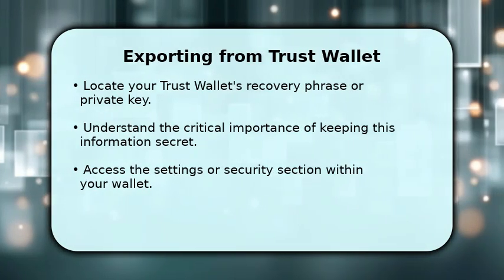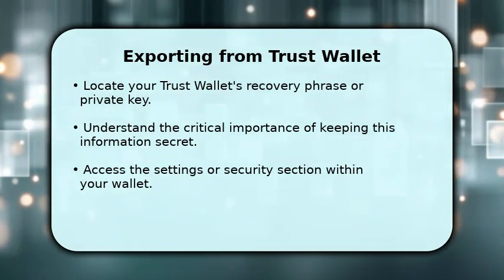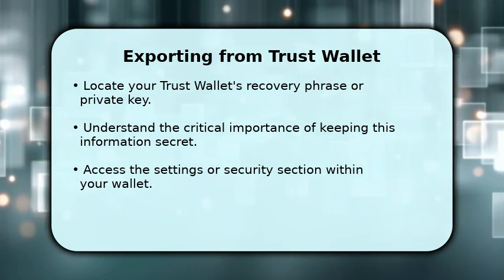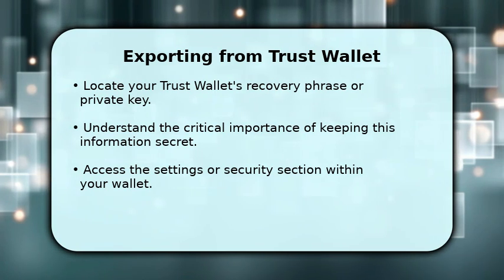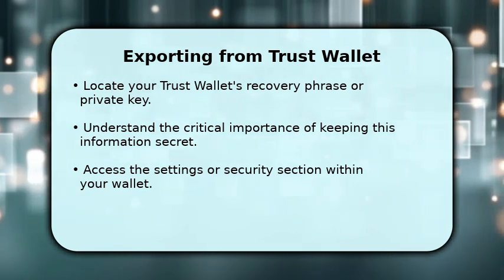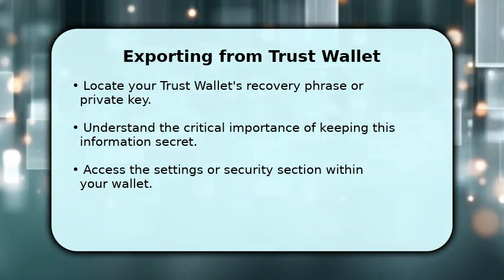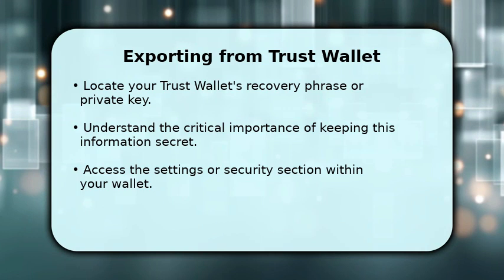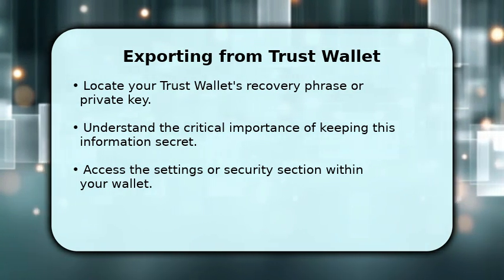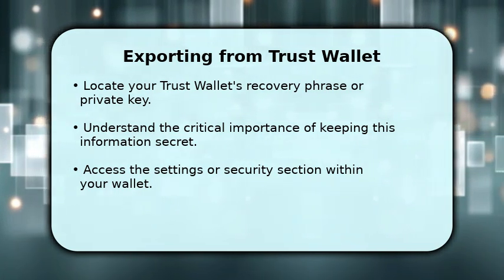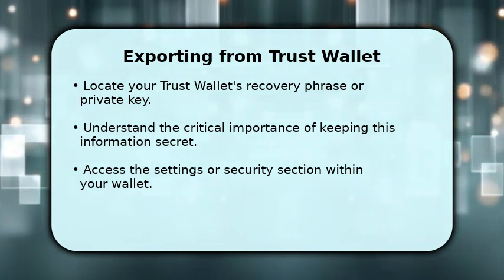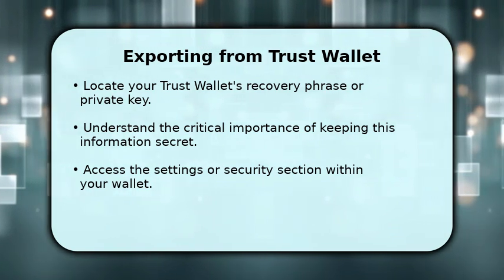First, open your Trust Wallet application. Navigate to the Settings menu, usually represented by a gear icon. From there, select Wallets and choose the specific wallet you wish to connect. You'll then find an option to show recovery phrase or export private key. Carefully write down or copy this information, as it is the master key to your funds. Remember, never share this with anyone.